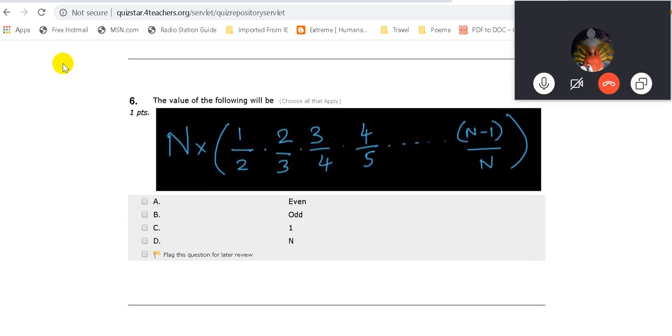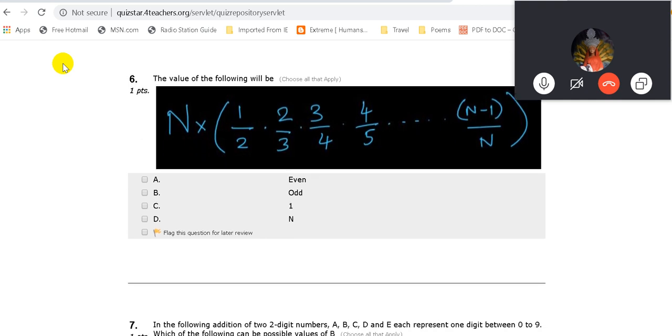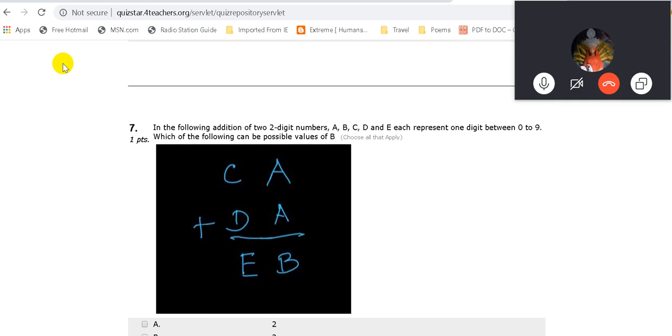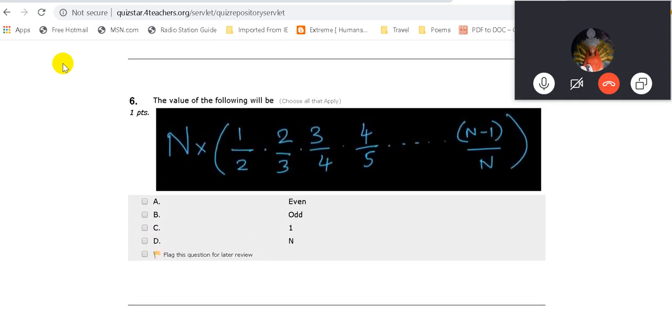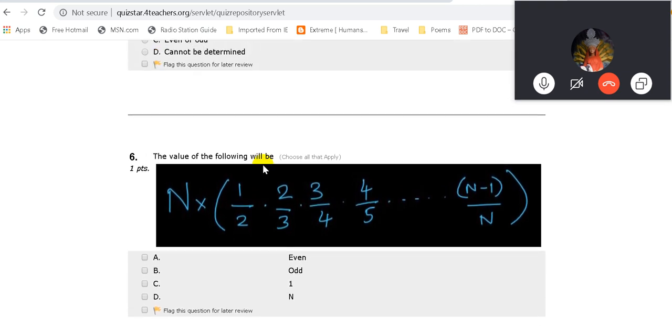Value of the following would be 1 and odd. 1 and odd. Choose all that apply. Actually, it was not written there. That was very clearly written, see this. No, sir, I mean, in our pattern, the question is not written.